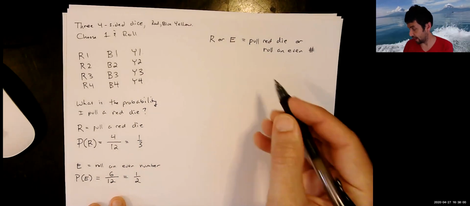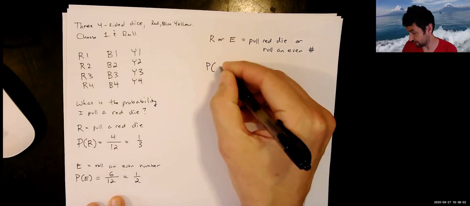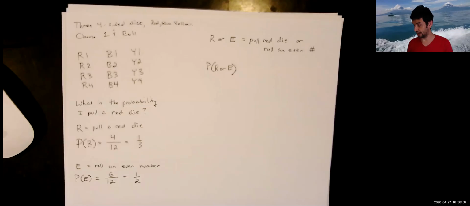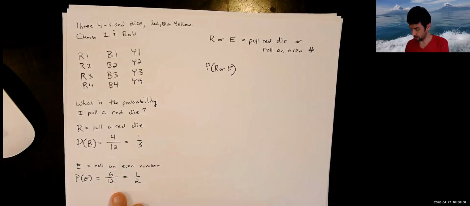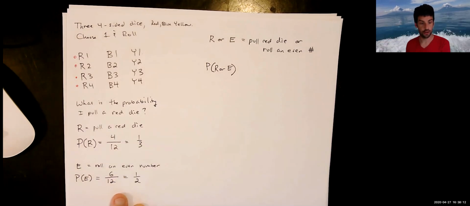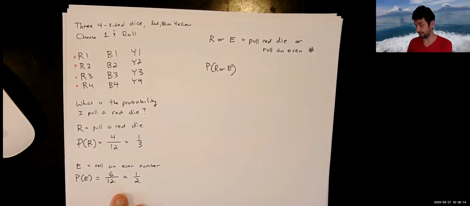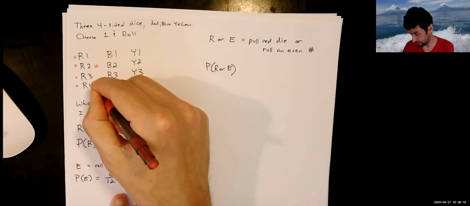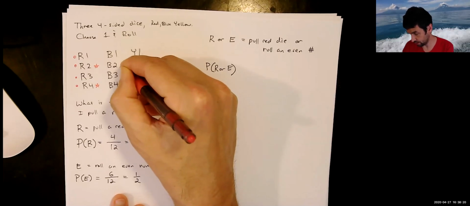So in this case, then we can ask the probability of R or E. We have to count, right? There are still 4 events where there are reds pulled. Let's mark the events where there's evens pulled.